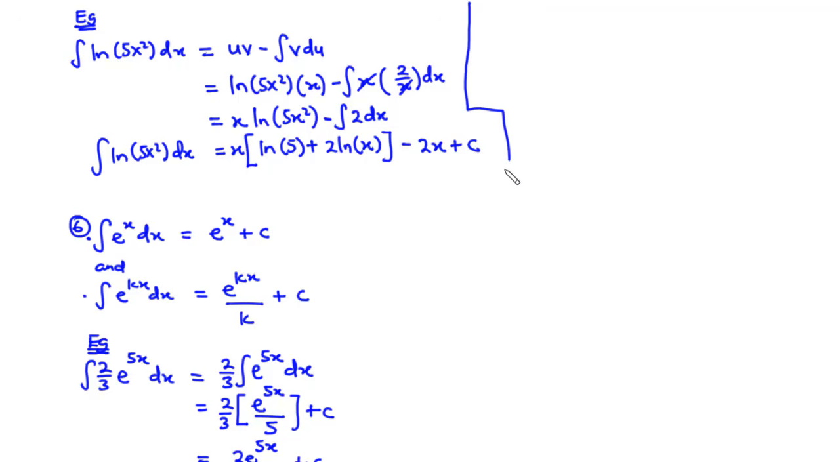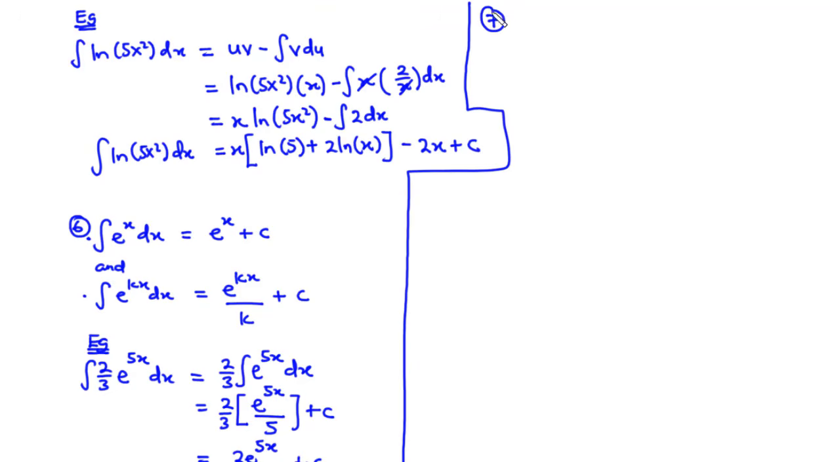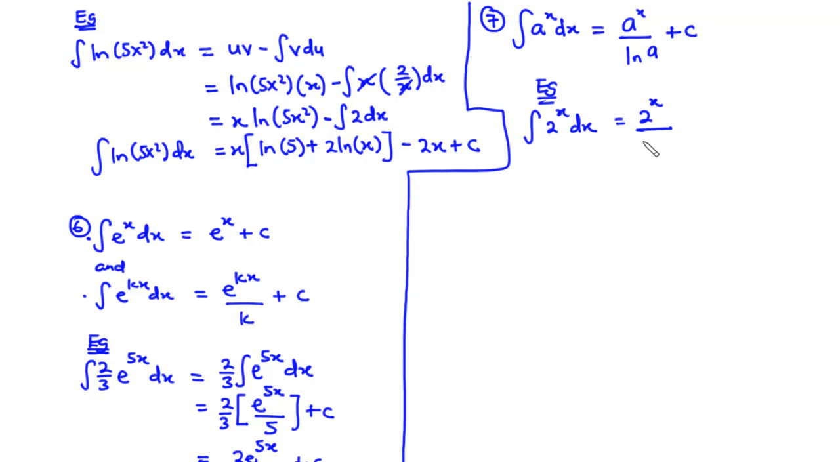Now let's continue. Seven. Let's say you want to integrate the function a to the power x dx. So that is equal to, very simple, a to the power x divided by ln of a plus c. So the integral of the function 2 exponent x dx is simply 2 exponent x divided by ln of 2 plus c.